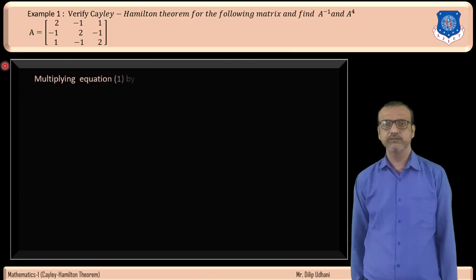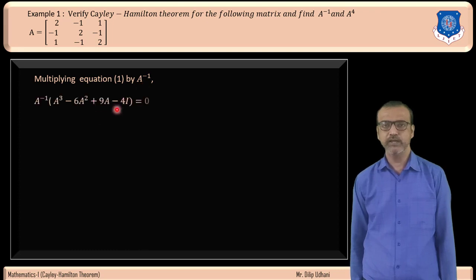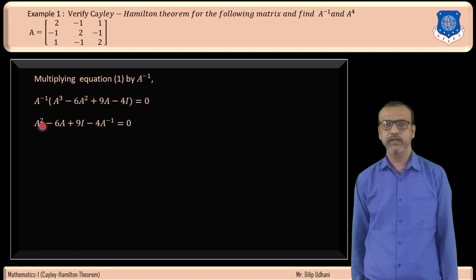To find A inverse, we will multiply equation 1 by A inverse. Multiplying equation 1, which is A cube minus 6A square plus 9A minus 4I, by A inverse, equals 0. A inverse times A cube becomes A square. Multiplying minus 6A square by A inverse becomes minus 6A. Then plus 9A times A inverse, where A inverse into A is I. Then minus 4 multiplying I by A inverse gives A inverse, and that equals 0.